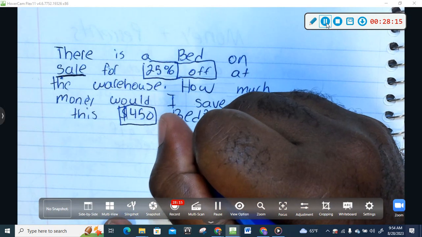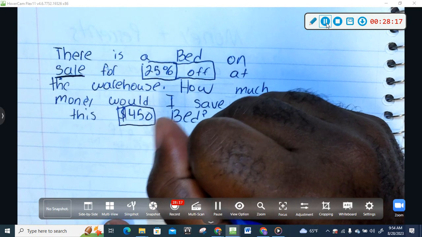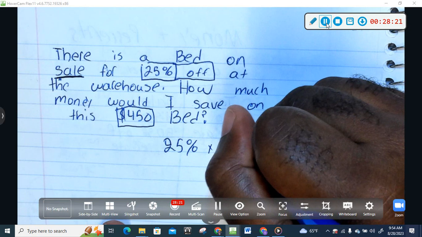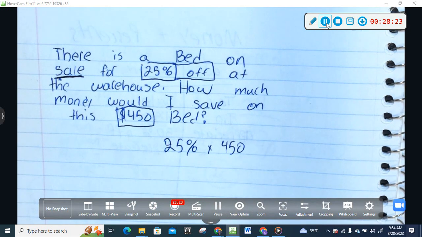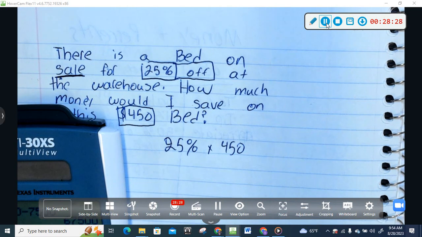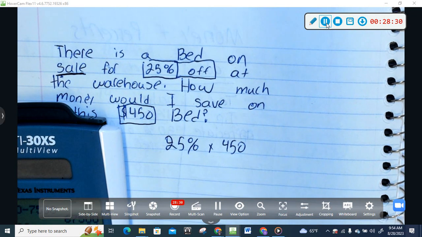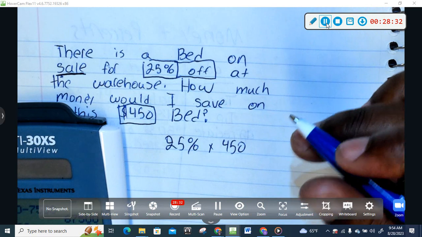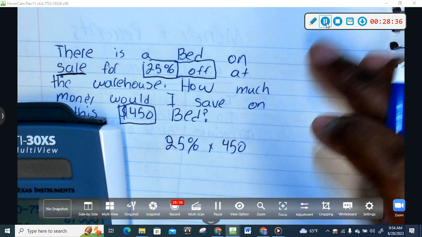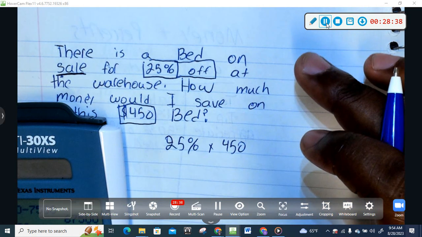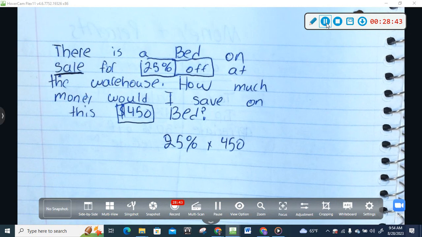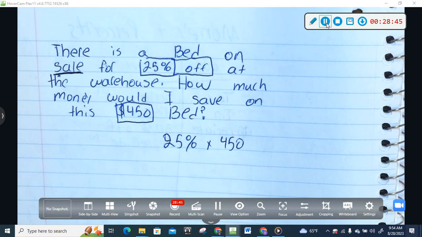So in my calculator, I need to go 25% times 450. 25% times 450. What do I get? Let me know what you get.